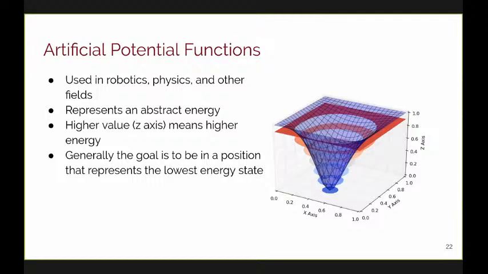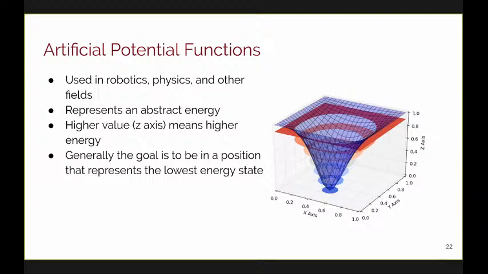Artificial potential functions are an idea, as I mentioned, borrowed from the field of robotics. They generally represent an abstract energy. So their range usually values between 0 and 1. A higher value means that there's more energy associated with that position or for that point in the range. And generally the goal is to be in a position that represents the lowest energy state.